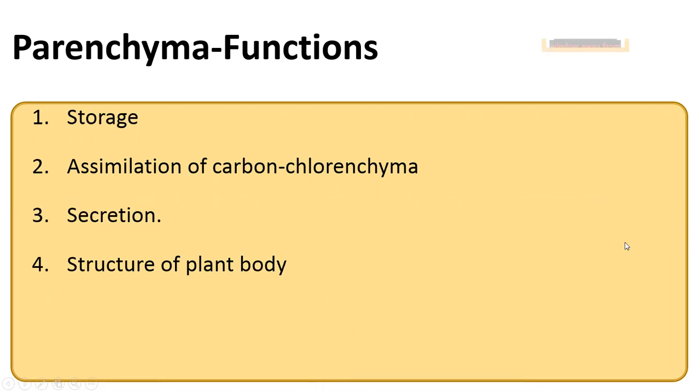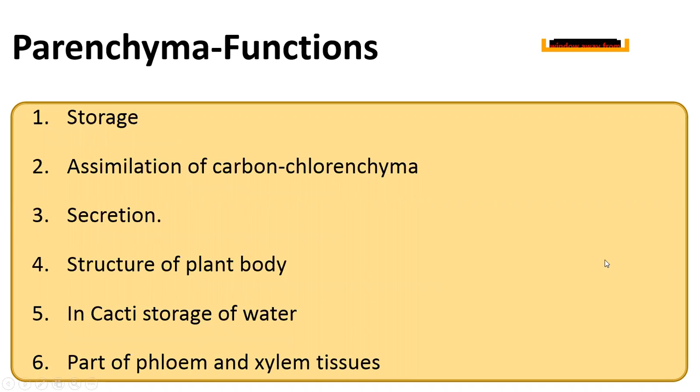They also form the major part of the plant body. So they define the structure of the plant body. Okay, so this is a function of parenchyma. Of course, in certain adaptations like cactus, they store water. Okay, and certain parenchymas are associated with xylem and phloem tissues. That is, they are associated with the complex permanent tissues also. Okay, so we call them xylem parenchyma or phloem parenchyma.